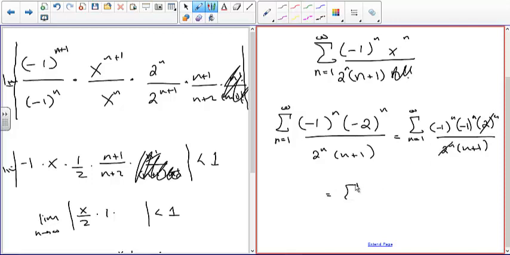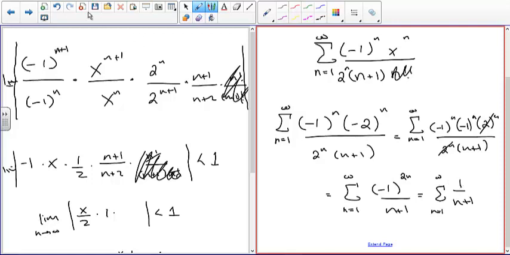So I have the summation from n equals 1 to infinity. (-1)^n times (-1)^n is (-1)^(2n) divided by n plus 1. Well, -1 to an even power is positive, so this just becomes the summation from n equals 1 to infinity of 1 over n plus 1.